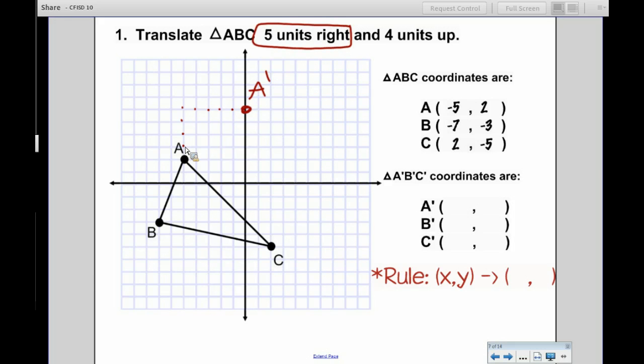Add. X makes it increase. Add x plus 5. Good. Good job, everyone.